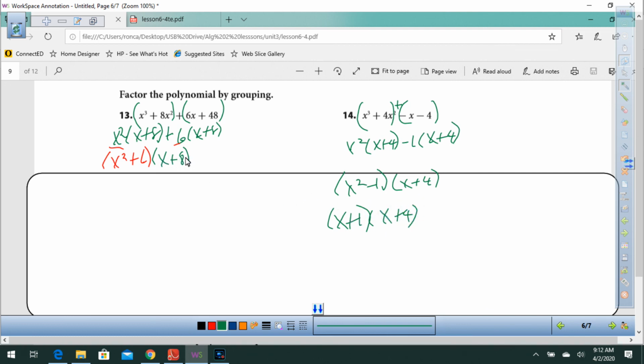See here, x plus 8, nothing to reduce. You had x squared plus 6. 6 isn't a perfect square, so there's nothing you could have done about that. But here, x squared minus 1, well, 1 is a perfect square. So we've got x minus 1 times x plus 1 times x plus 4. All right. Now we're done. Folks, y'all have a great day, and we'll see you tomorrow in class.